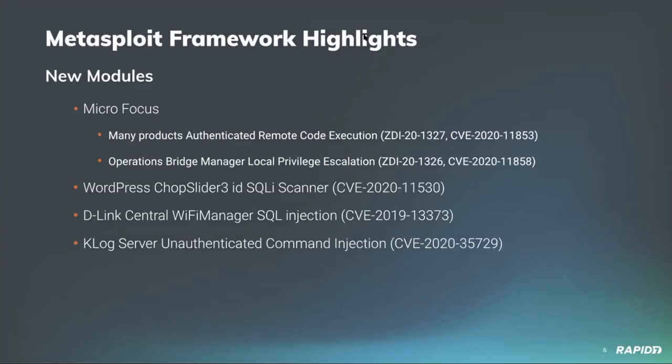So we've got some new modules to cover this week. Community contributor Pedrib added not one, but two new exploit modules targeting vulnerable versions of Micro Focus products. The first module leverages an insecure Java deserialization vulnerability found in multiple Micro Focus products, including Operations Bridge Manager, Application Performance Management, Data Center Automation, and more. Vulnerable versions of these products allow for an authenticated remote code execution as the root user on Linux or as the system user on Windows.